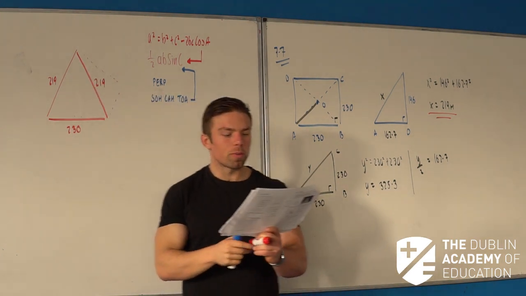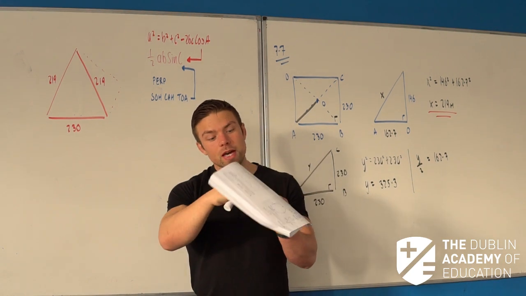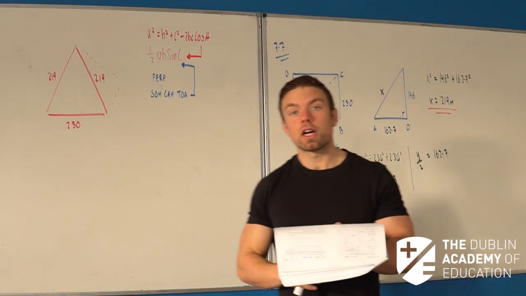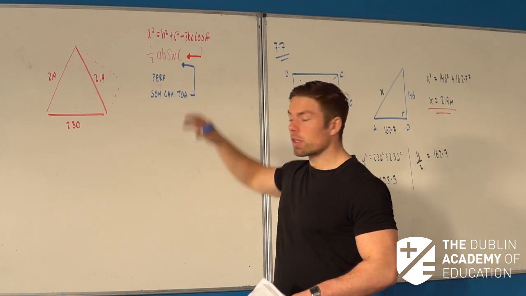It's something called Heron's formula. Now, Rob actually introduced this to me, and it's when you have three sides of a triangle and you want to find the area. And it means it's adding another string to your bow.